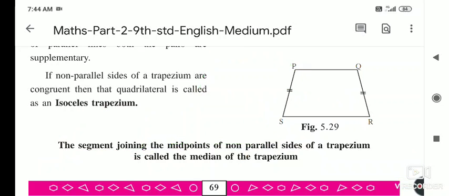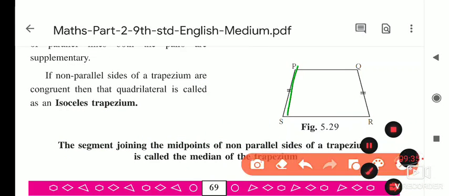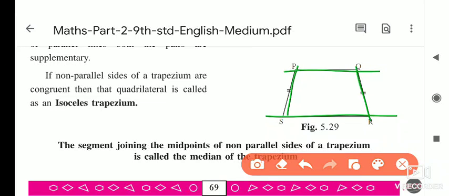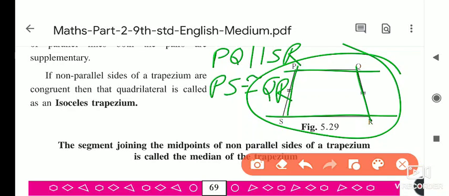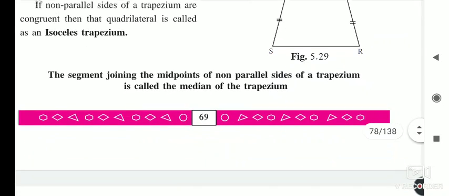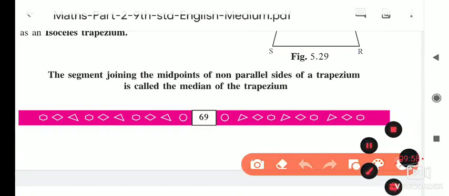And here, if it is congruent, meaning PS is congruent to QR and PQ is parallel to SR, then the given trapezium is called an isosceles trapezium.